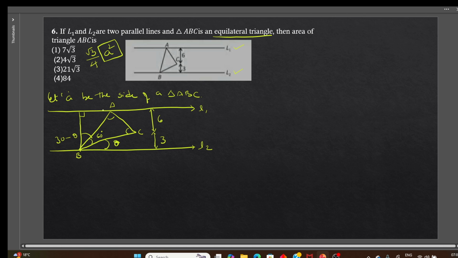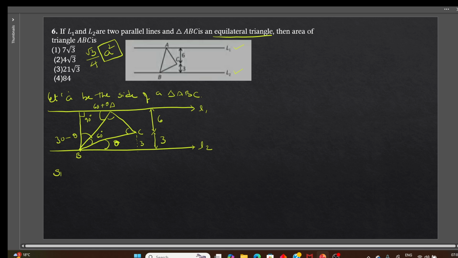Here 60 degrees means it becomes 60 plus theta. Why? Because it is a triangle, and the sum of all angles in a triangle is equal to 180 degrees. So here it is 90 degrees. Minus theta plus theta cancel, we get 60 plus 30 is 90, and 90 plus 90 is 180 degrees. So what is the length here? 3 is the length, the length between C and L2.